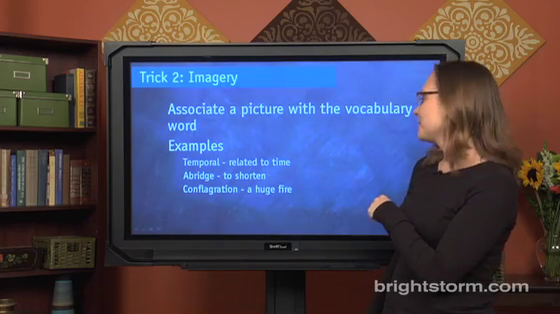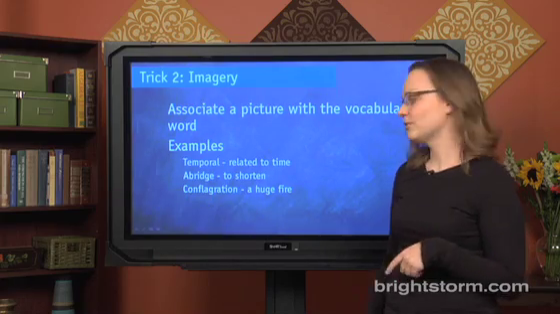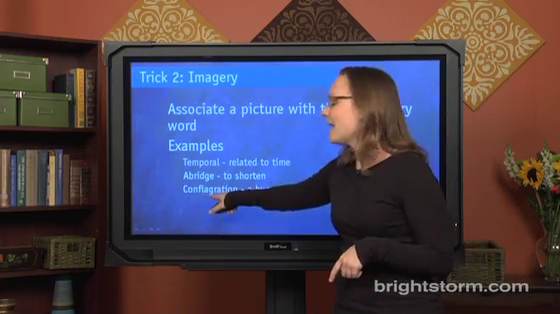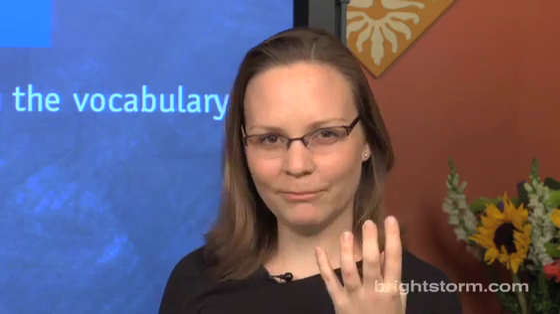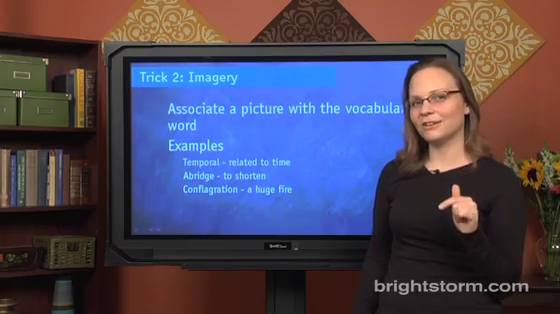Try to remember that. Last one, conflagration is a huge fire. The word conflagration has the word flag in it. So picture a flag burning. When you see conflagration, see the word flag. When you see the word flag, see a picture of a flag burning. Conflagration means big fire. So remember those 3 images.